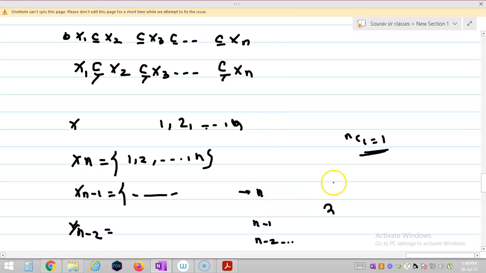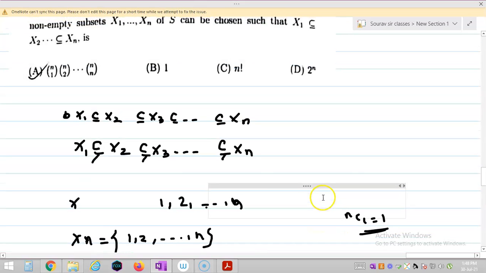So the total number of choices is n into n minus 1 up to 2. You can multiply this with 1, and that will be n factorial. So you have a total of n factorial choices. Now you can see that n factorial is our option C. Hence option C is our correct option.